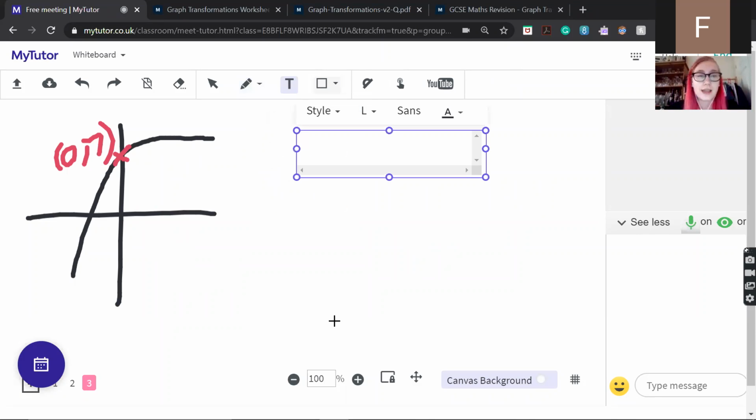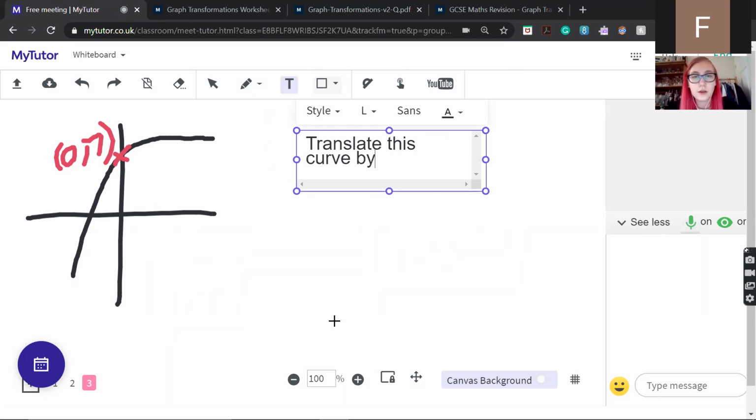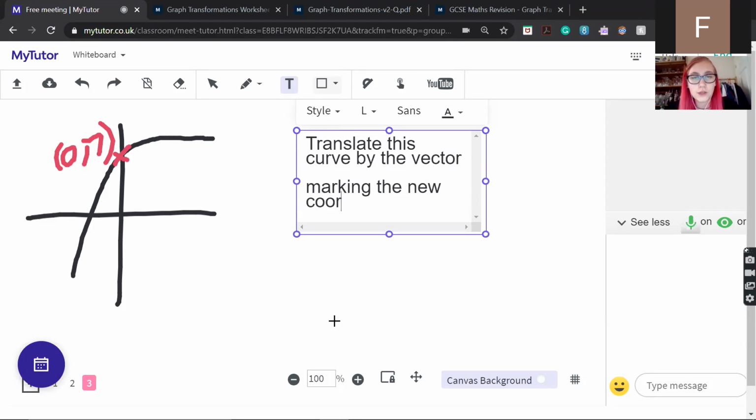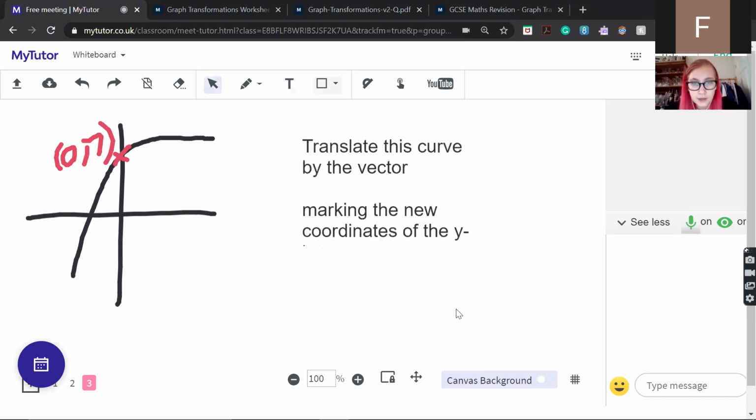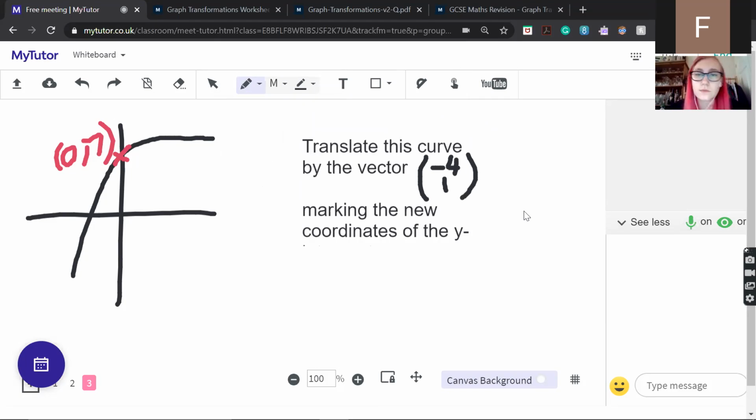And then the question that we're given is: translate this curve by the vector, and then I'll fill it in, marking the new coordinates of the y-intercept. This sounds very confusing, but it's not, honestly. So let's say it's by the vector -4, 1, and we want to mark the new coordinates of the y-intercept.